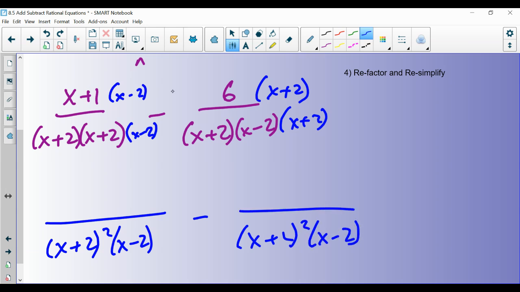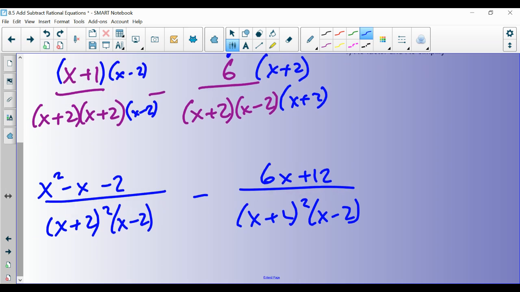In order to subtract our numerators, we are not going to want these parentheses, and so I'm going to have to FOIL these statements or distribute these statements. The one on the left is going to become x squared minus x minus 2, and the one on the right is going to be 6x plus 12. Hopefully you guys caught that. I distributed the 6 to both, and I FOILed this statement. X squared, outside times outside gave me minus 2x, and inside times inside gave me plus 1x, and then minus 2.